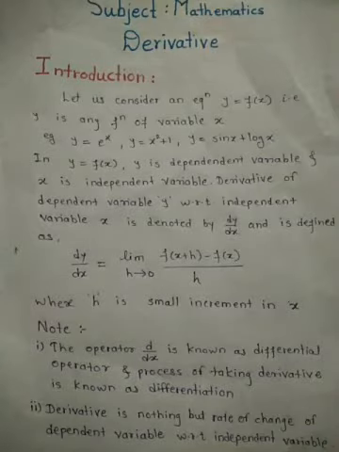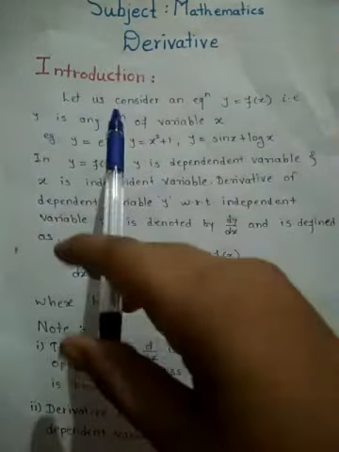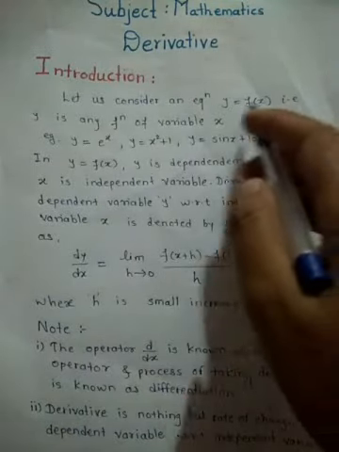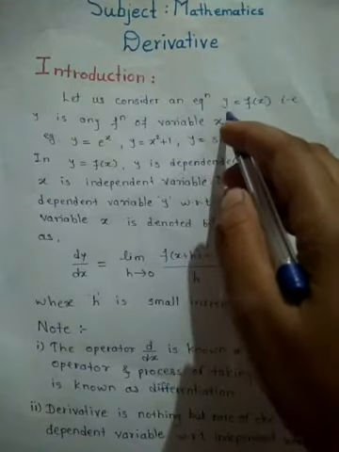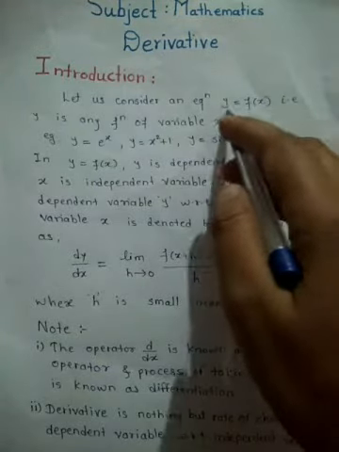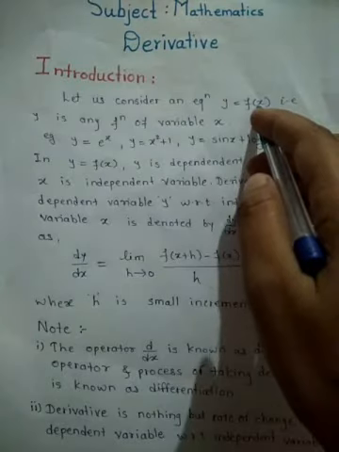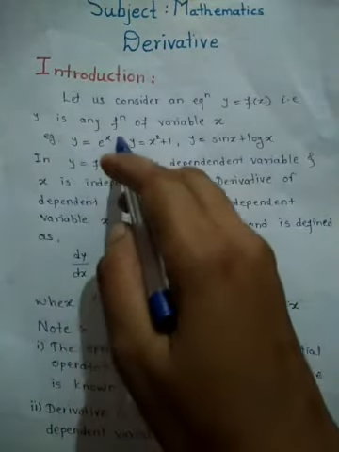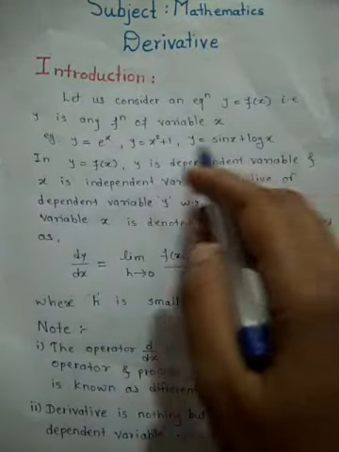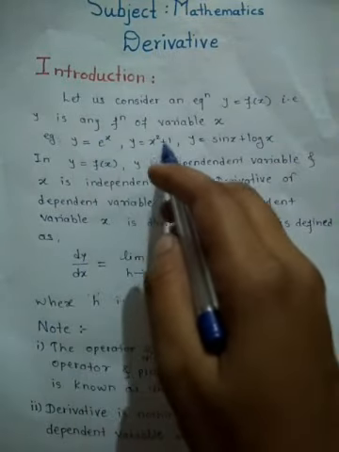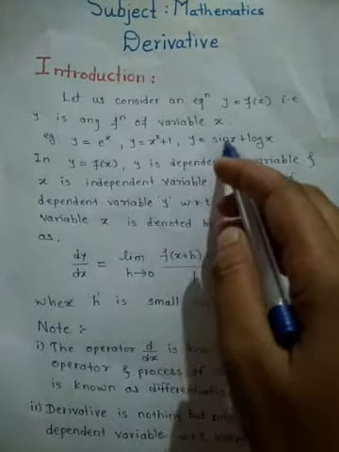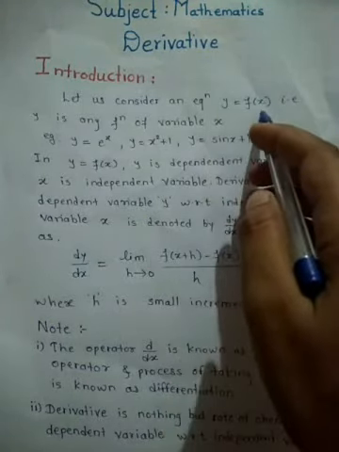Let us see the introduction of derivative. Let us consider an equation y equal to f of x. The meaning of this equation is y is a function of the variable x. For example, y equal to e raised to x, y equal to x square plus 1, y equal to sin x plus log x. Observe that on the RHS only variable x is present. Therefore, in general, all these equations can be written in the form y equal to f of x.